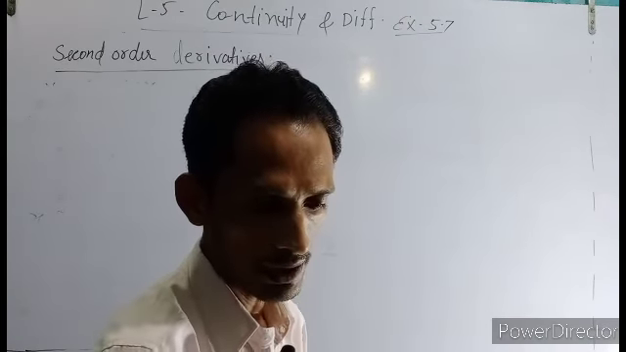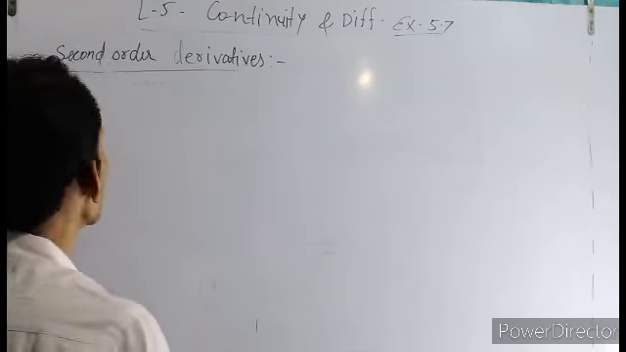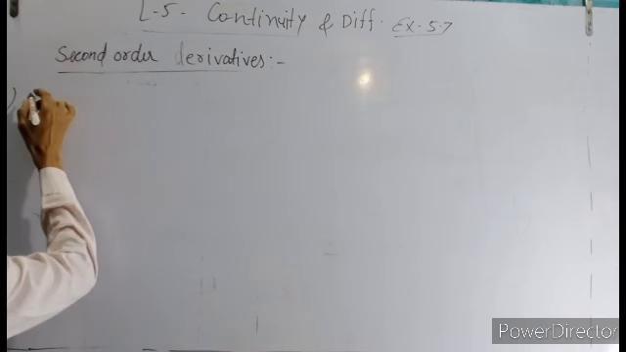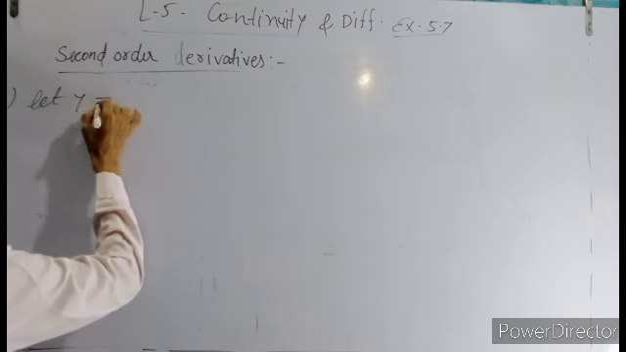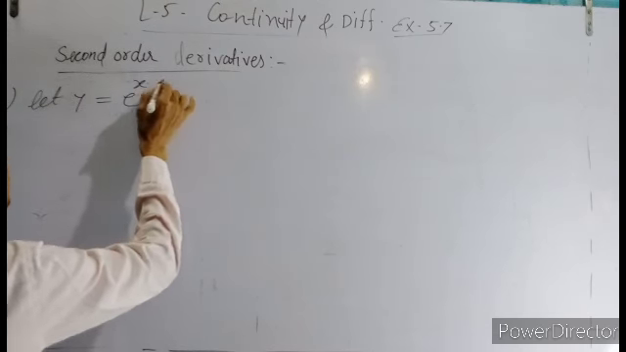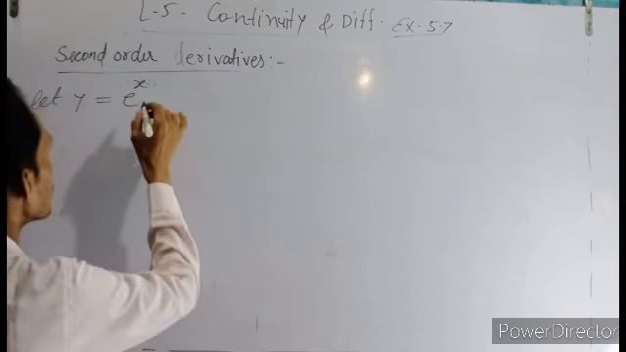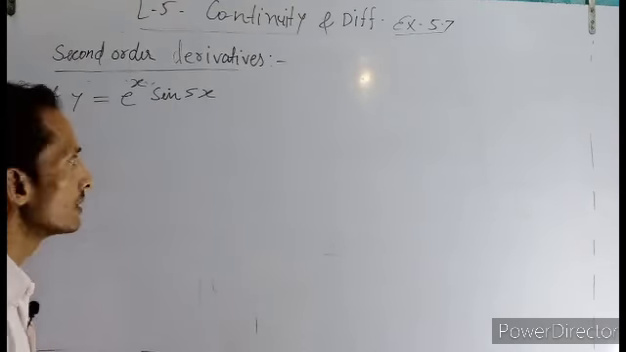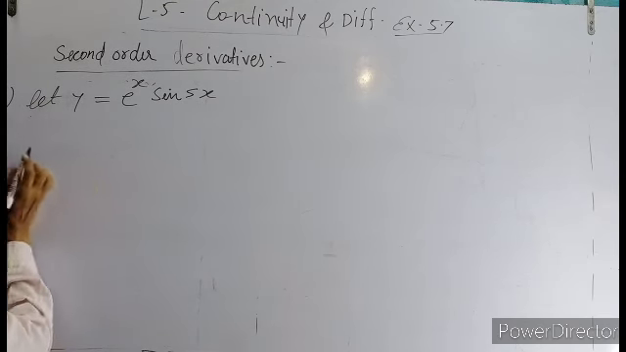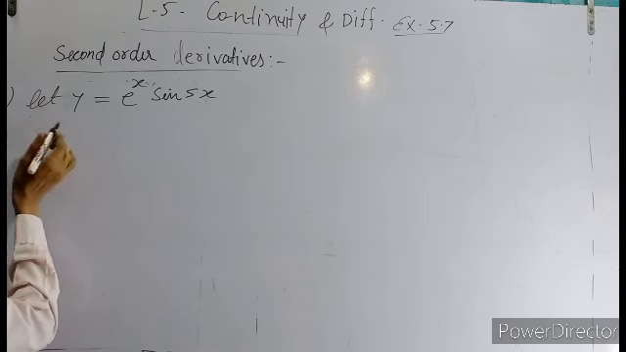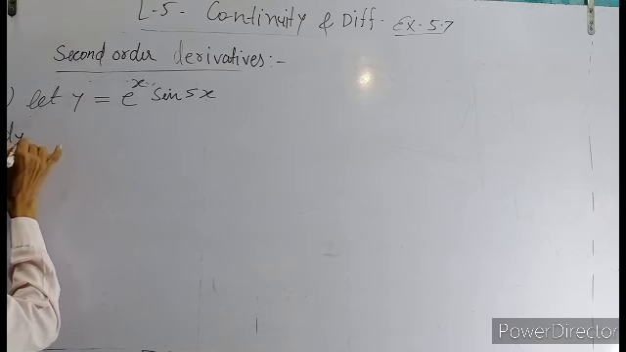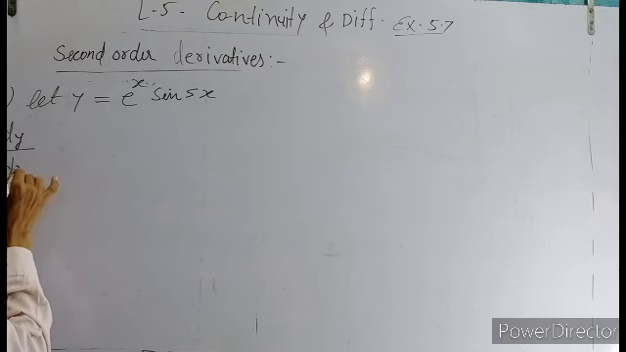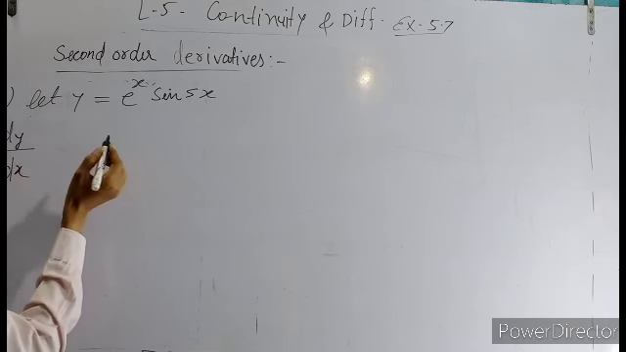Sixth question again, e power x sin 5x. Question number 6 we can do in this way. So let y equal to e raised to the power x sin 5x. You can do it the same way. Similarly, same process. Simply differentiate, we are writing directly. dy by dx. Similarly, differentiate both sides with respect to x.